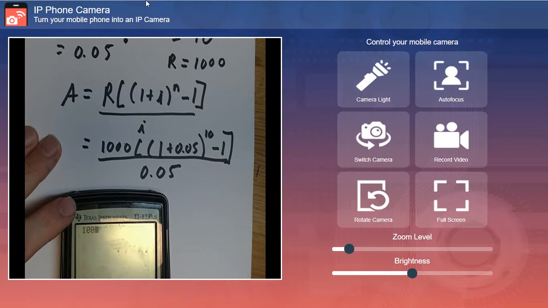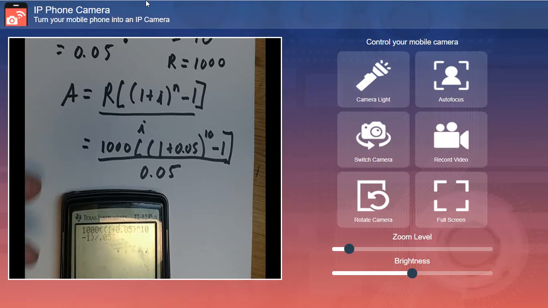So 1,000, bracket, and I put double brackets as a square and a round bracket. 1 plus 0.05, just like it says on the screen, close the bracket. Now I put the exponent, so I need the exponent button. Hopefully you can find it. Mine's a little hat, to the power of 10. Then I subtract 1. I close the bracket. So now I've got the double brackets, I've closed them, and I divide by 0.05.